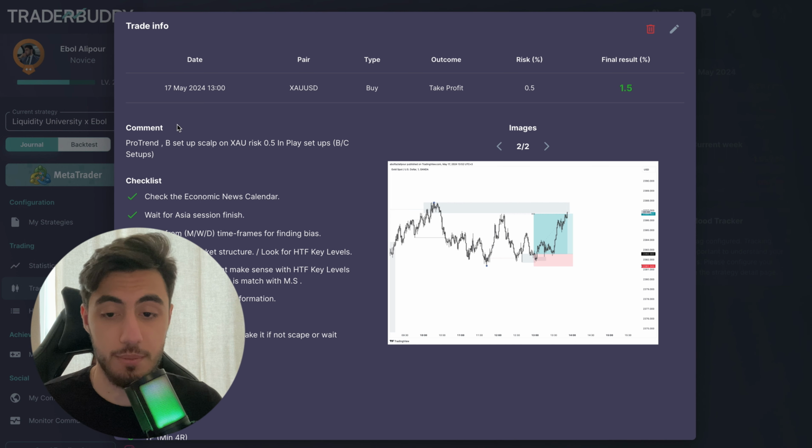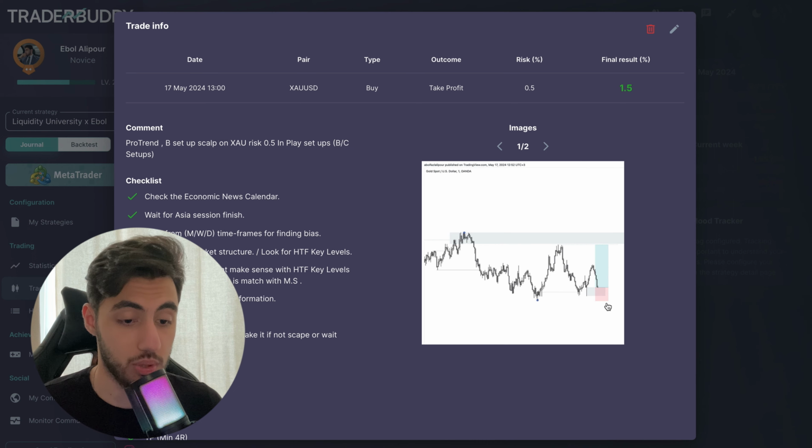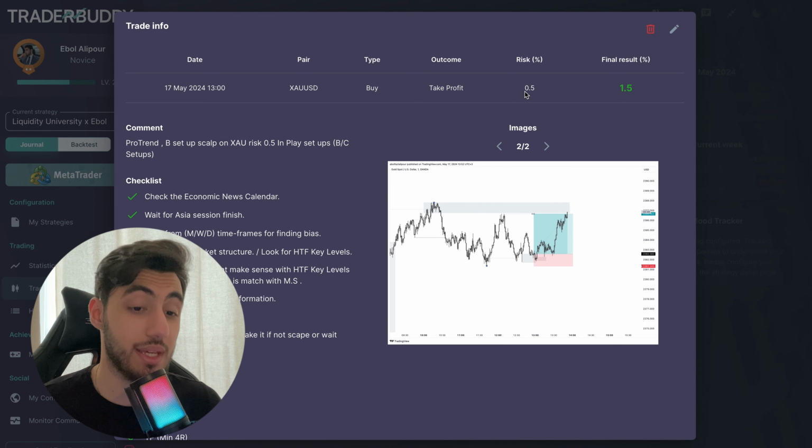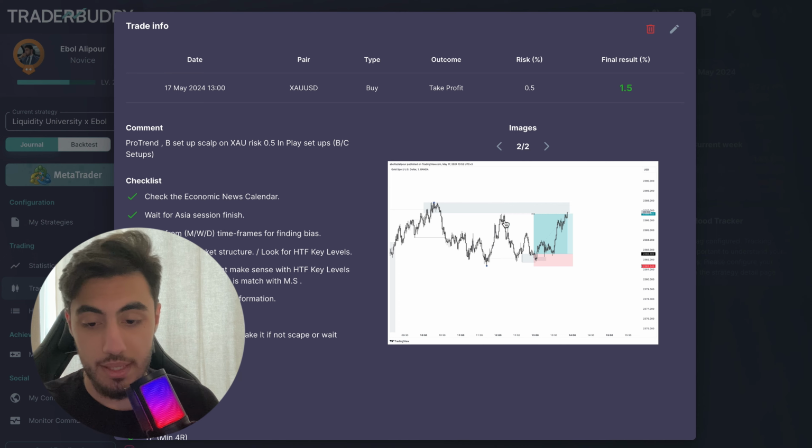So as you can see, the trade was on the 17th of May. Gold pair, my order was buy, take profit, the TP hit. I just risked 0.5% on this trade, and I made about 1.5% on this trade. So pretty much that was my B setup and it easily made me $3,000.